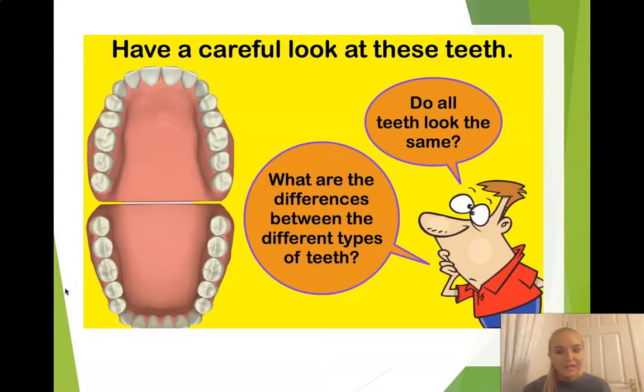Now, on the left hand side is a picture of an adult set of teeth. I want you to think, do all of these teeth look the same? What are the differences between these types of teeth? Pause the video and have a think.